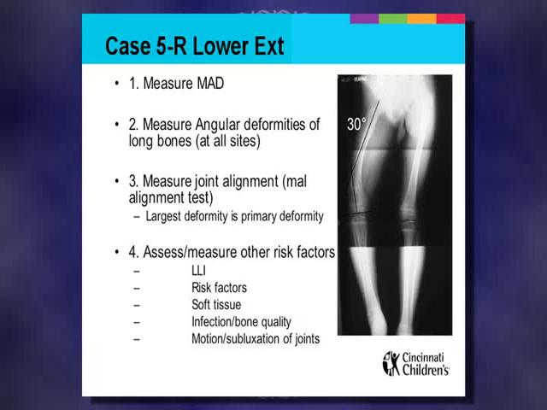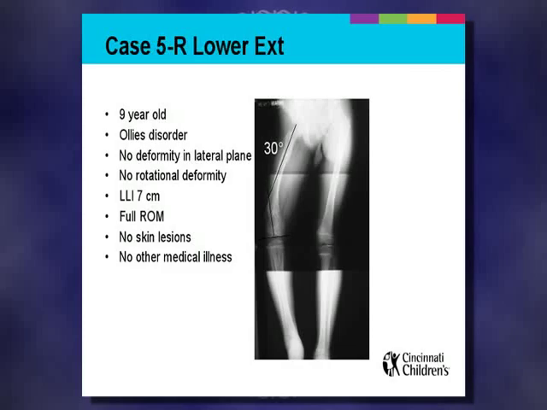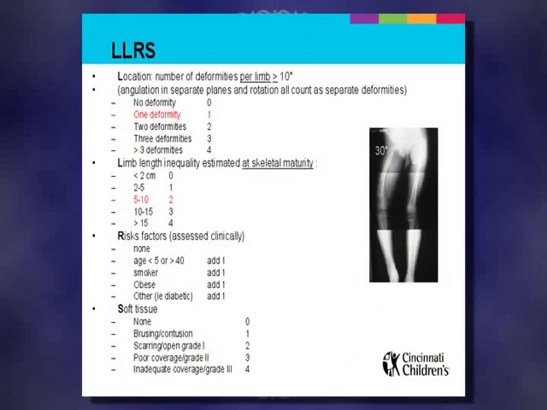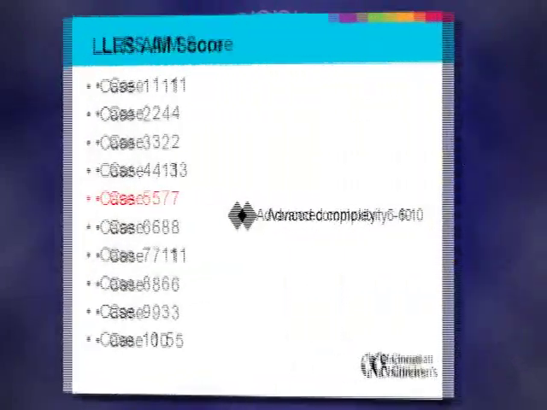Here's another example. Again, you start in standard fashion. You get a decent X-ray, of which this doesn't count. But you measure mechanical axis deviation. You measure angular deformities of the bones. You look for any joint malalignment, and then you assess other issues. Here are the other issues that are given to you, and then if you go through the score, you just tally up the score. So 1 deformity, limb length inequality would fall into a level 2. Maximum deformity would be a level 2 because it's 30 degrees. You have dysplastic bone. When you end up, it's a 7.